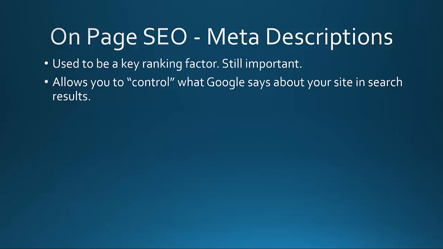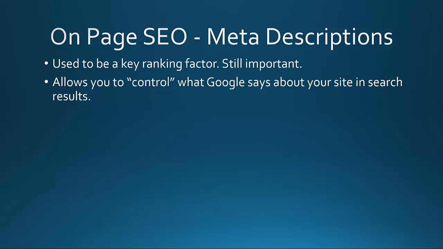The main reason it's important is not because you can just stuff keywords in there, but because it oftentimes will be the result that shows up below your title tag listing, which is blue and underlined and clickable within a Google search. But it's something that you can use to pre-sell your visitors on why they should click on your link.